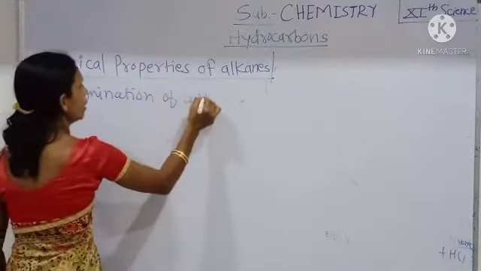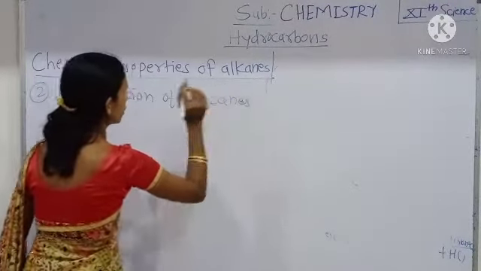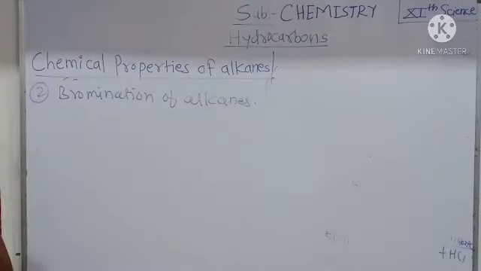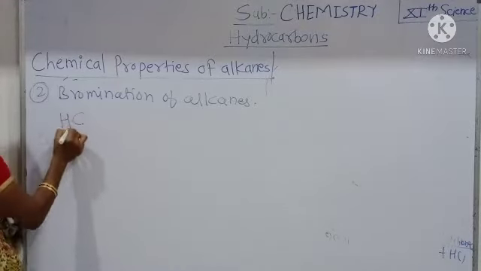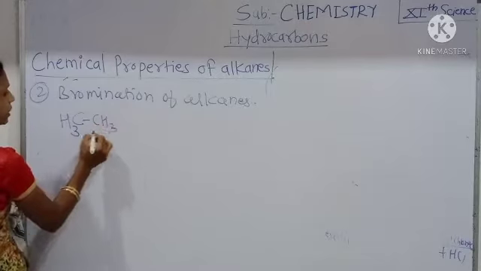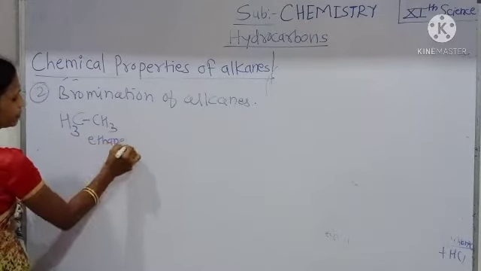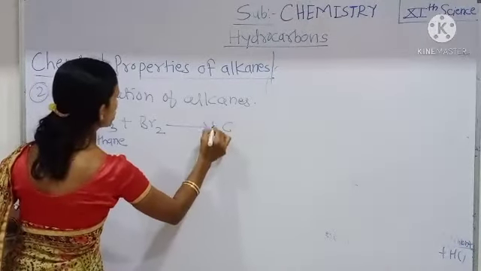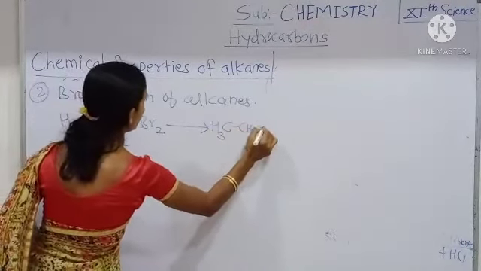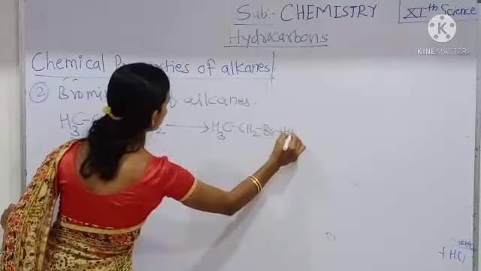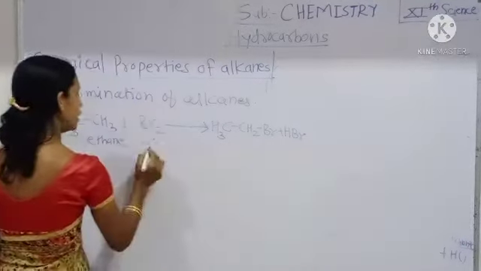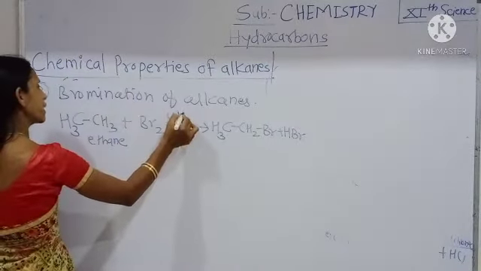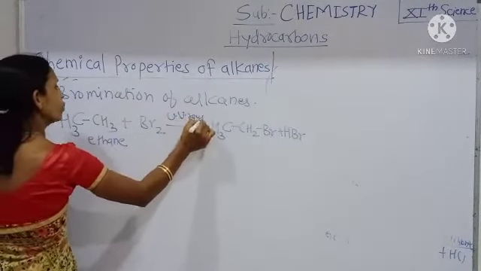Similarly, the second one, that is bromination of alkanes. Here bromination of alkanes also takes place in the presence of UV rays. For example, CH3CH3, that is ethane, undergoes bromination to give ethyl bromide, and here bromination takes place in the presence of UV rays.